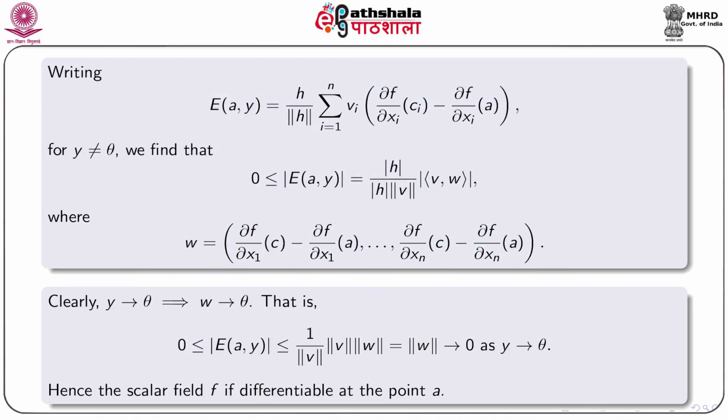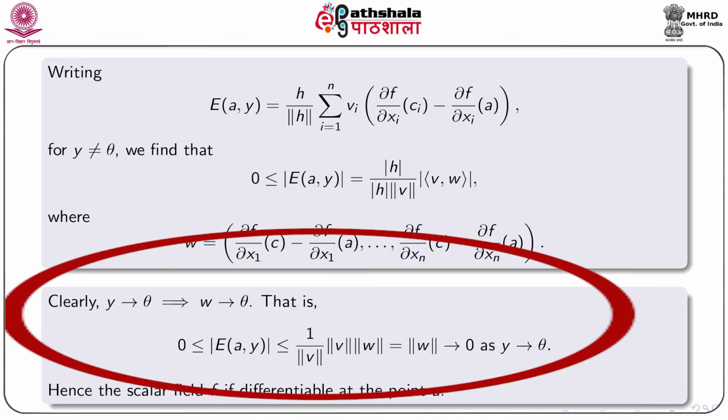As h is a real number, norm h is nothing but modulus h. So, modulus of E A, it is obviously non-negative and equals modulus of inner product V w divided by norm V, where w is the vector del f del x I at c minus del f del x I at a, I runs from 1 to n.